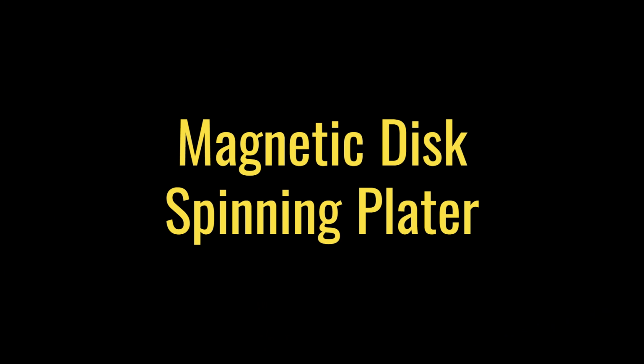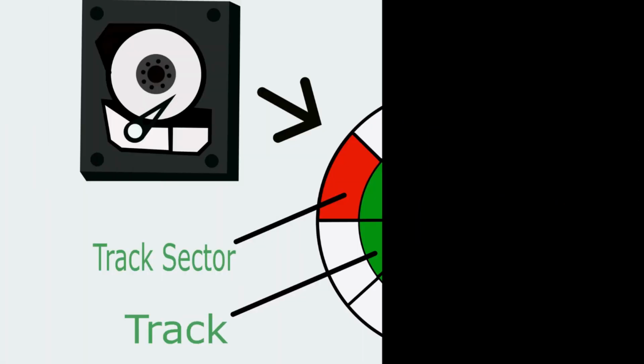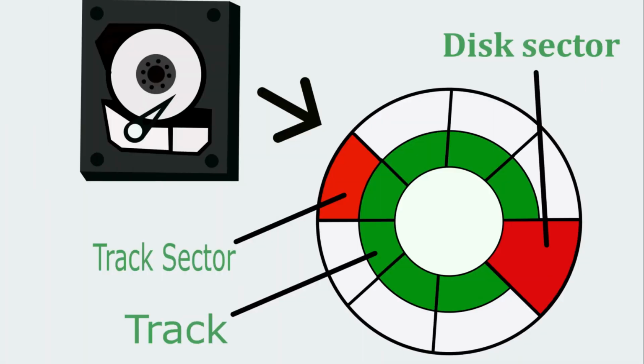Magnetic disk. Picture a spinning platter where data lives. The disk is divided into tracks, and these tracks are subdivided into sectors. The inner track's spinning speed is lower than the outer tracks.